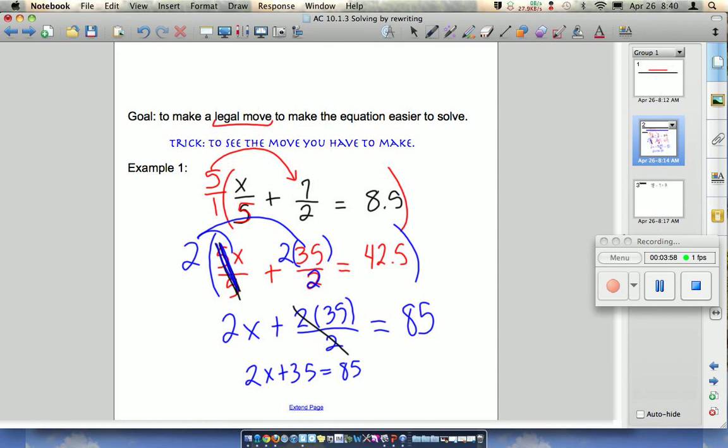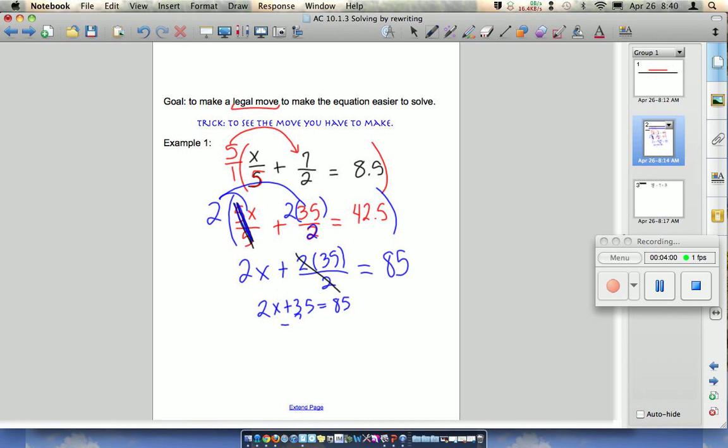And I can continue solving from here. Minus 35 to get the x's alone. 2x equals 50. And divide both sides by 2. X is 25.